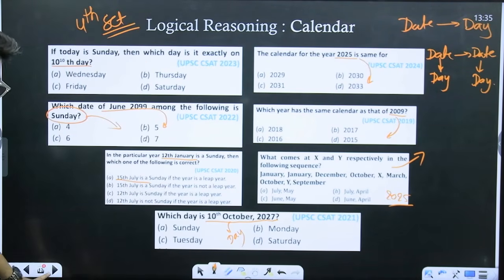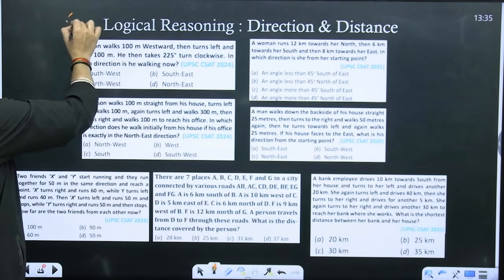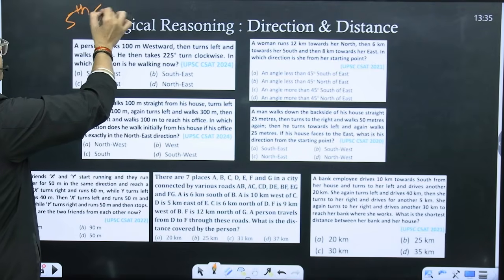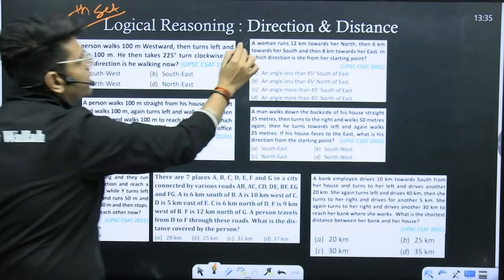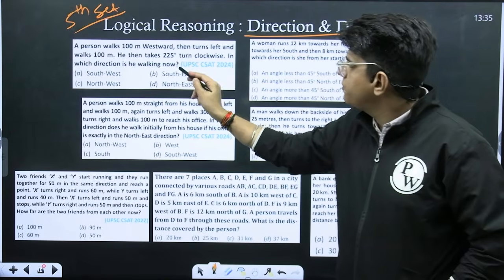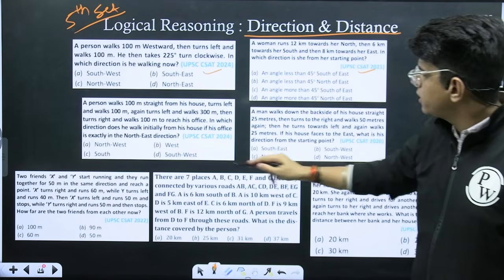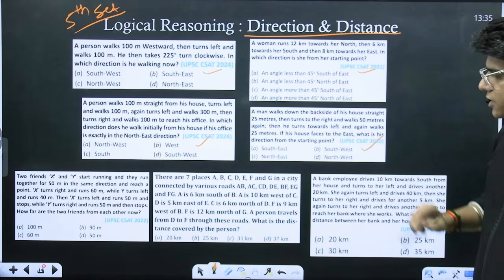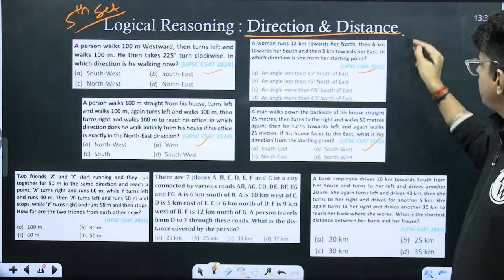Let's move to the next, fifth set of very important problems, right? In direction and distance. First, see what is the final direction, what is the final direction, what is the final direction. Direction based questions.